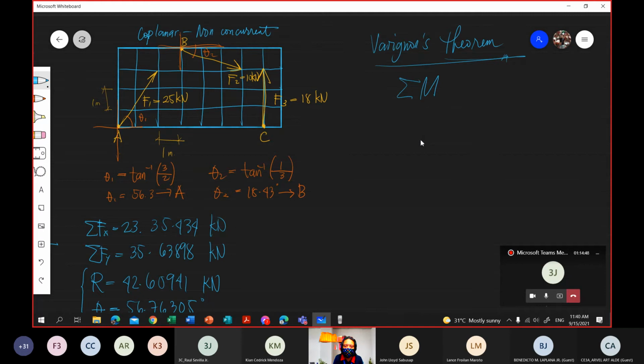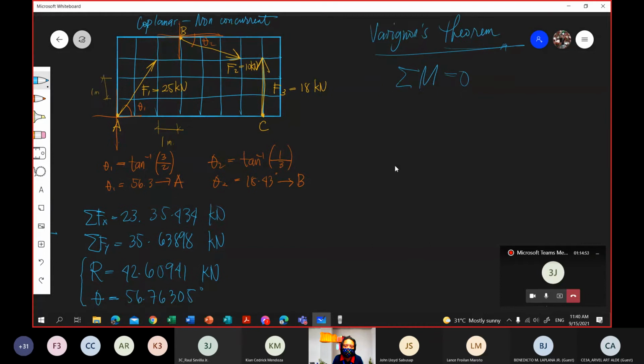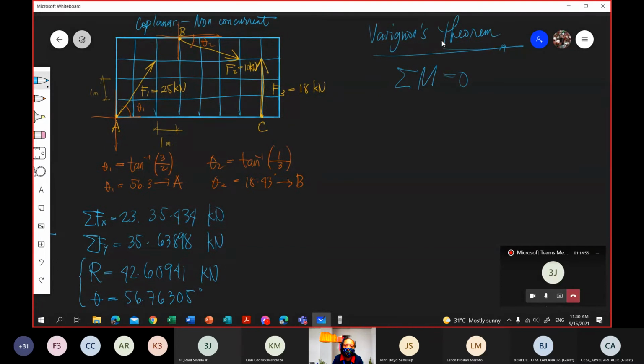The summation of moment is always equal to 0. Okay. This is Varignon's theorem. You can choose any point as your reference point. It could be any point.